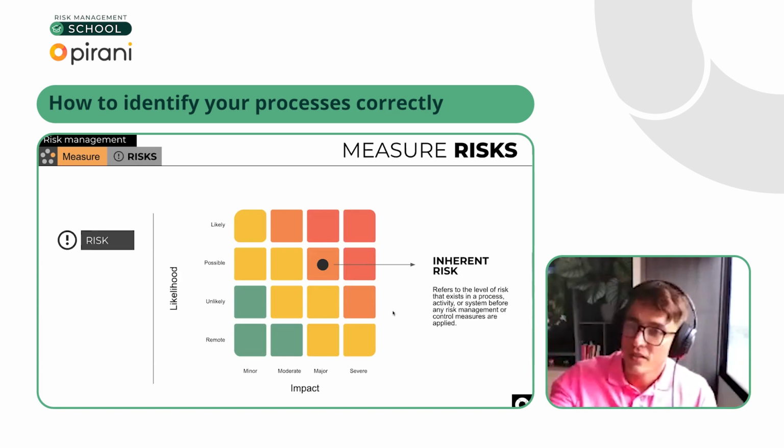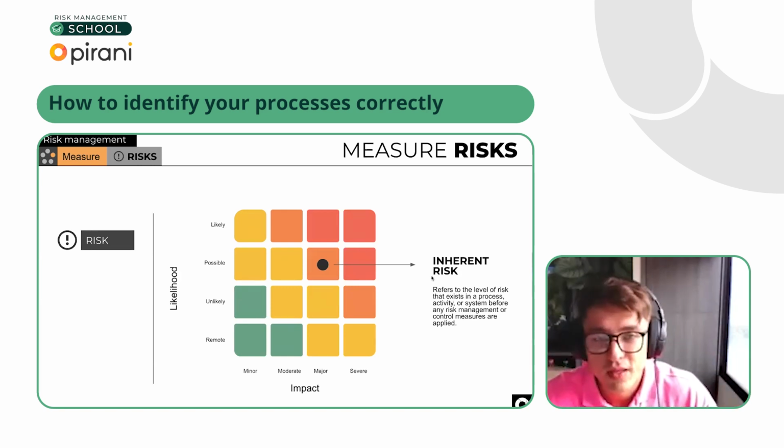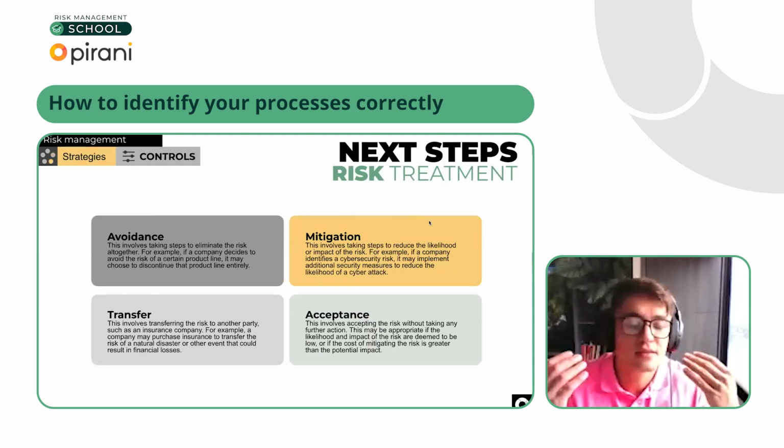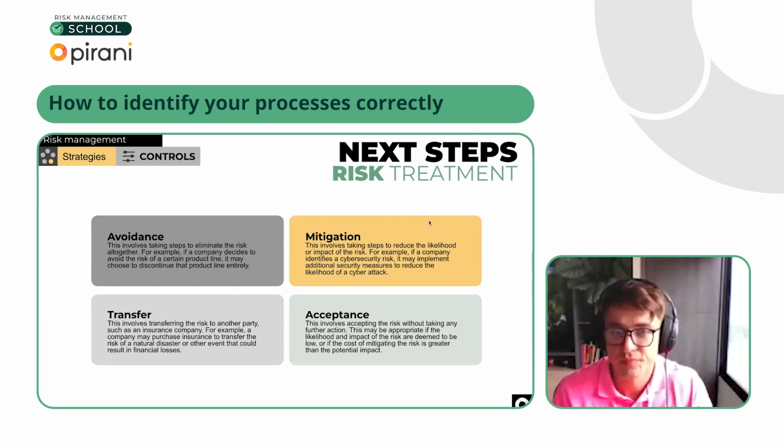Now we're going to see this in the software, but what we're going to see in the next masterclass, in the next risk management school, because once we have the risks located in the risk heat map, now we're going to talk about what I can do with that risk. And this is called the risk treatment.